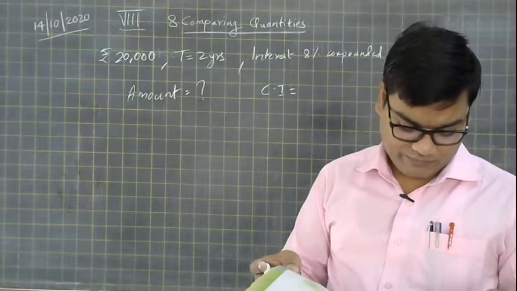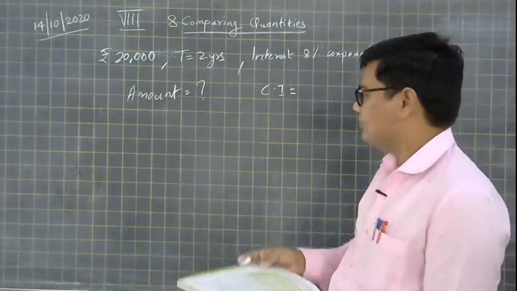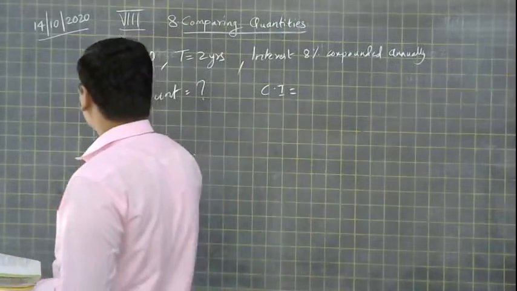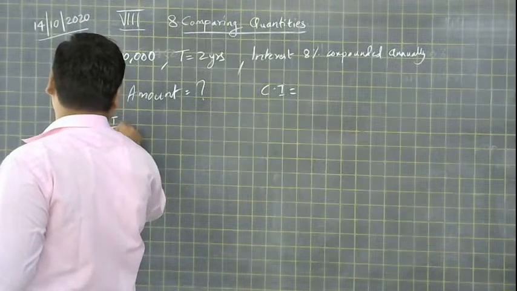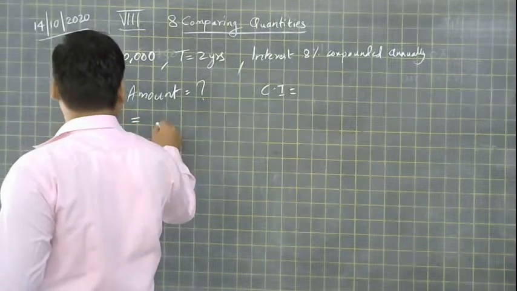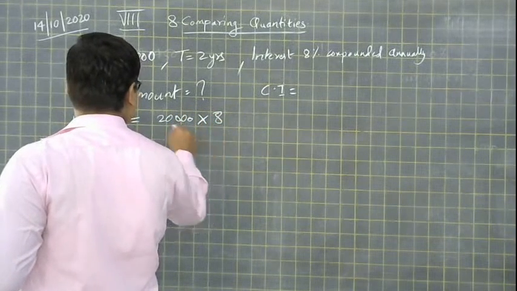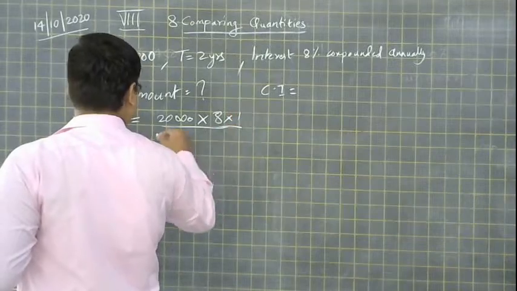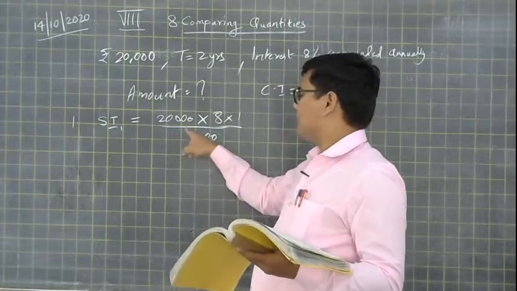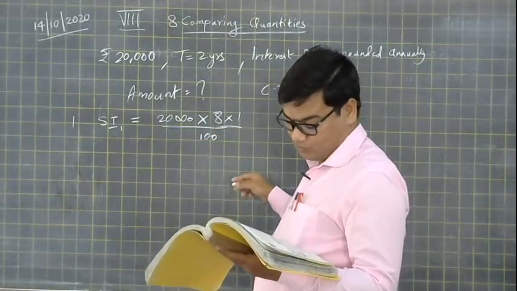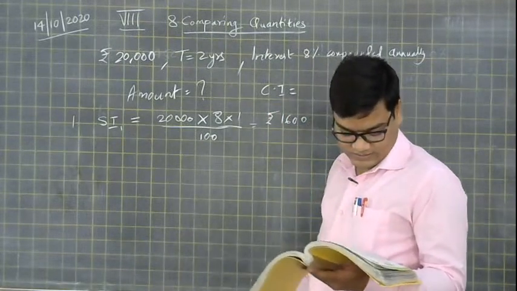Okay, so step 1, find the simple interest for 1 year. Simple interest for 1 year is equal to PRT upon 100. So simple interest for the first year is 20,000 into 8 into 1 upon 100, which is equal to rupees 1600.